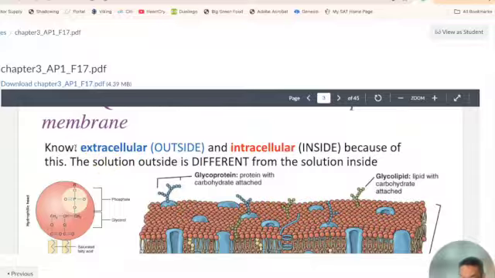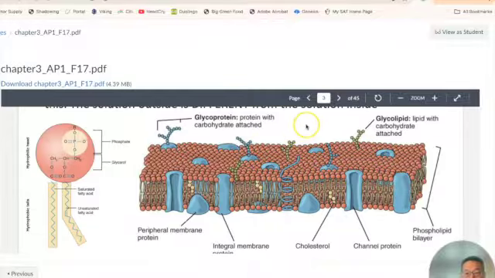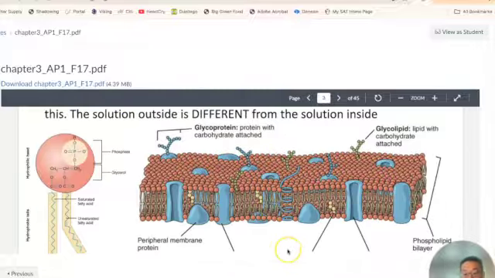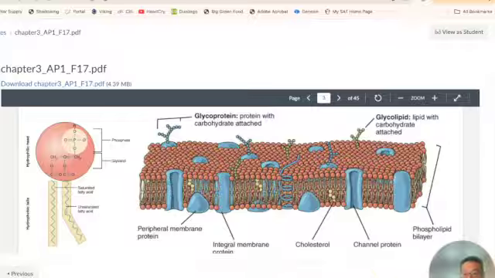So as I told you last time, we're going to assume that this is the outside, and underneath here is the inside of the cell. The outside of the cell is called extracellular. Inside of the cell, right here in this part, will be intracellular, where all the organelles are, the little organs we're going to talk about later in this chapter.